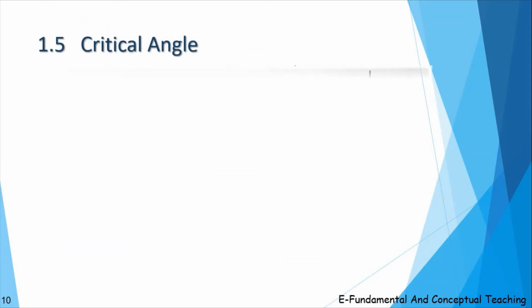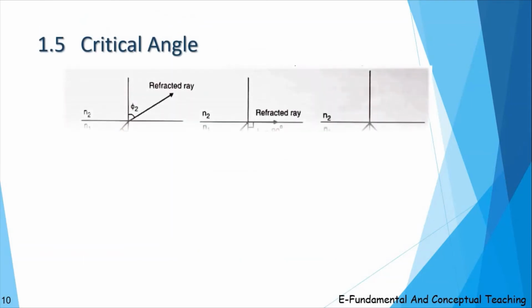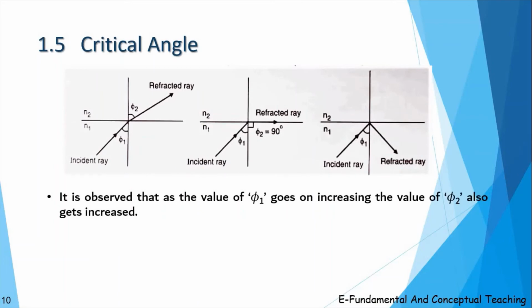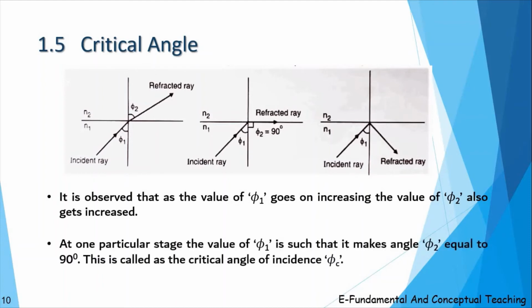Critical angle. It is observed that as the value of phi 1 goes on increasing, the value of phi 2 also gets increased. At one particular stage, the value of phi 1 is such that it makes angle phi 2 equal to 90 degree. This is called as the critical angle of incidence, phi c. Therefore, critical angle phi c is given by sine inverse of N2 by N1.